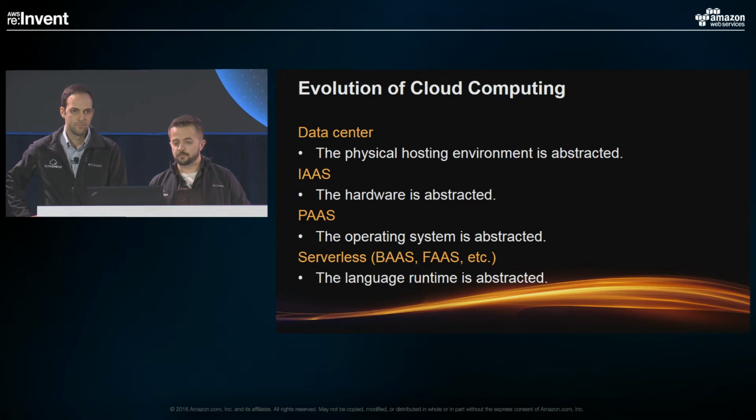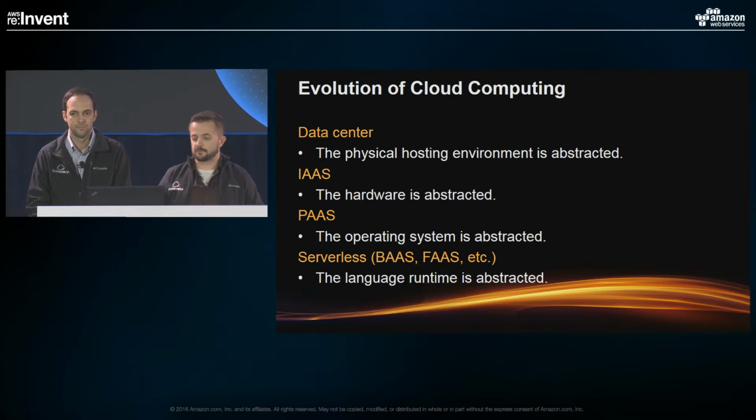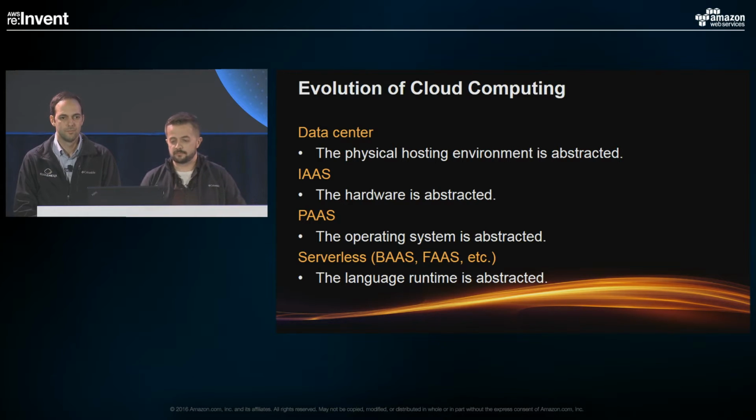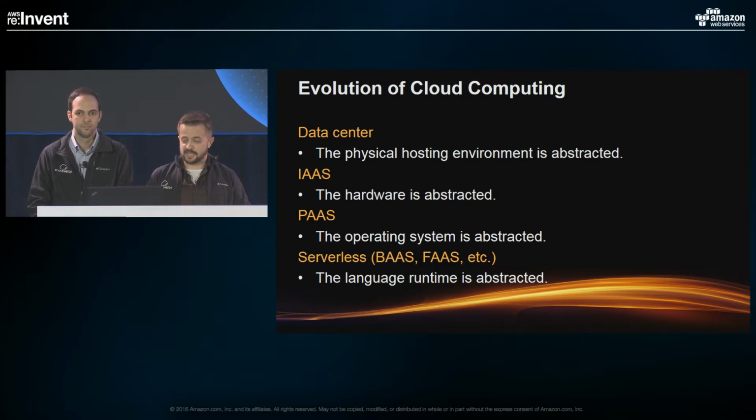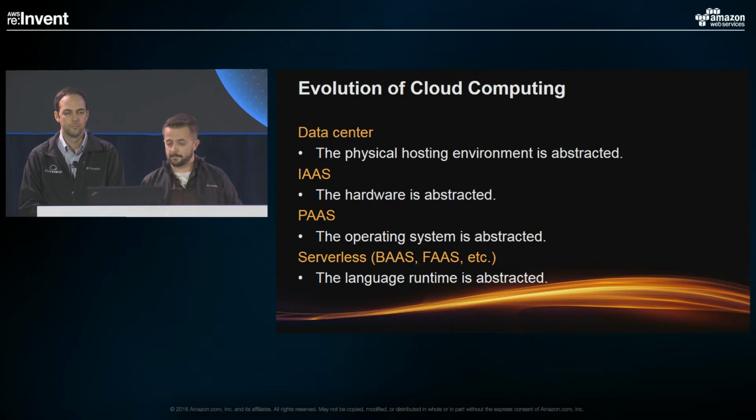And last but not least, we come to serverless computing, sometimes identified by the acronyms FaaS or function as a service, BaaS, backend as a service, or mobile backend as a service. With serverless, AWS sometimes identifies this as abstracted services, but essentially the language runtime is abstracted, and we are just presented with the function as our unit of scale. Some examples with AWS would be Lambda, API Gateway, and Cognito.